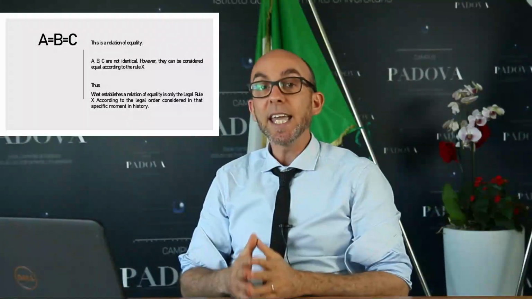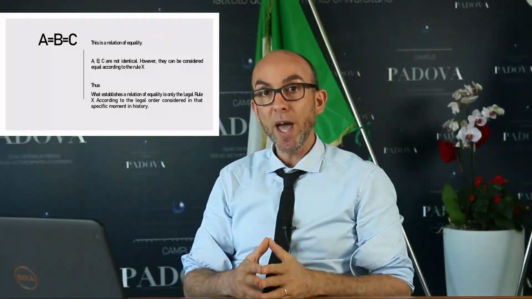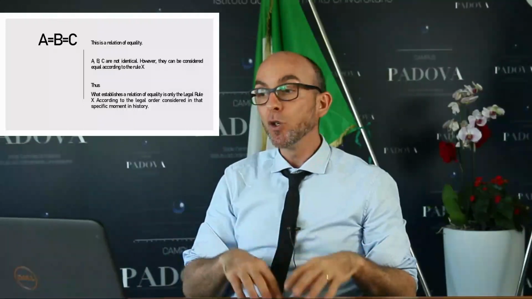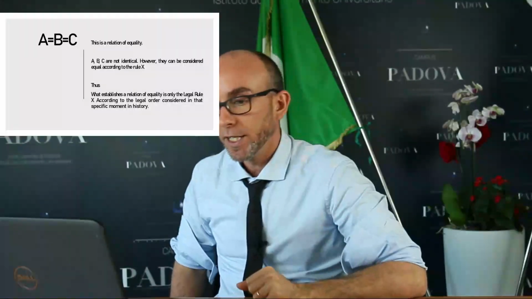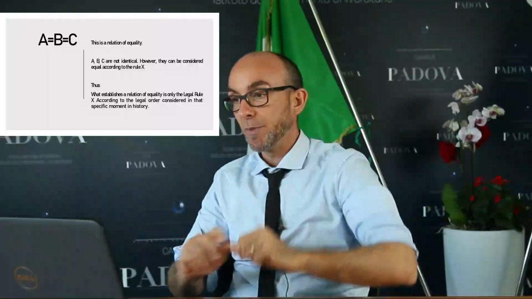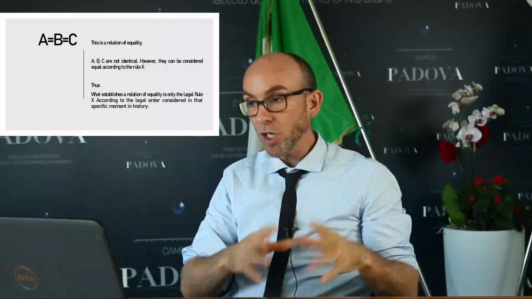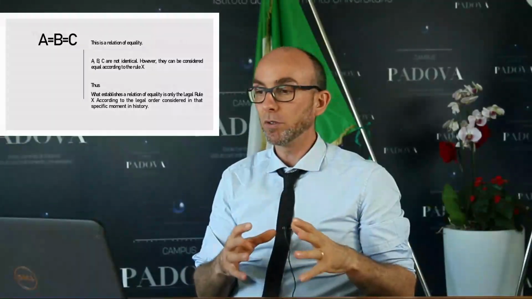As you can see in the third slide, A equal to B is a relation of equality. Why? Because in legal terms, in order to have a relation of equality, you need what I call an X rule, so a legal rule which identifies the common qualities all individuals or elements must have in order to be treated equally. So, getting to slide number 3, a relation of equality means that A, B, C are not identical. However, they can be considered equal according to the X rule.